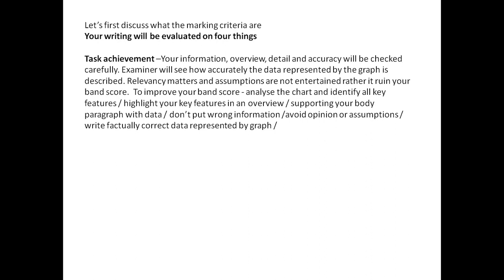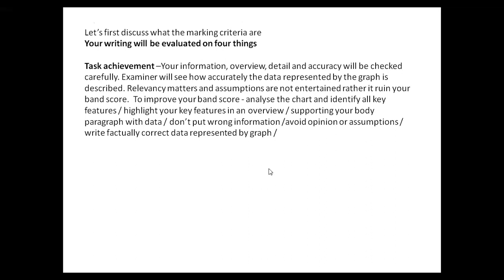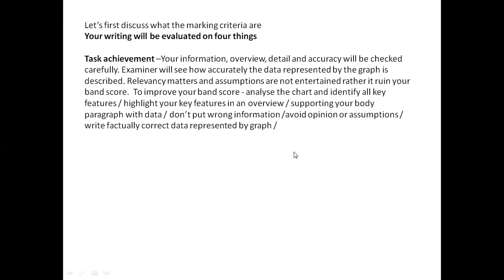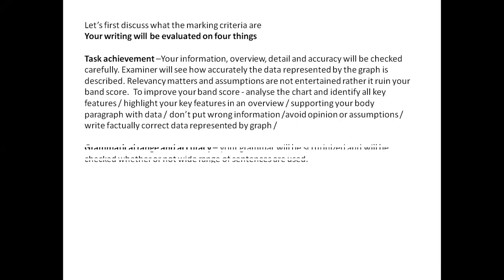To improve your band score, analyze the chart and identify all key features. Highlight your key features in an overview, supporting your body paragraphs with the accurate data represented by the graph. Don't put wrong information at all. Avoid opinion or assumption in Writing Task 1 Academic. Write factually correct data represented by the graph. So that's task achievement.